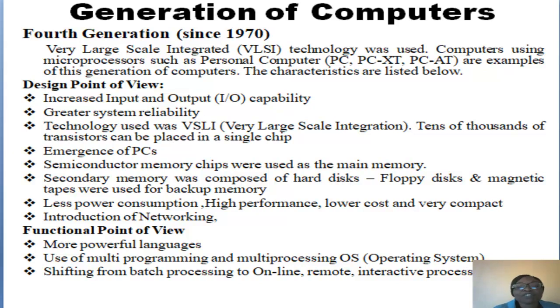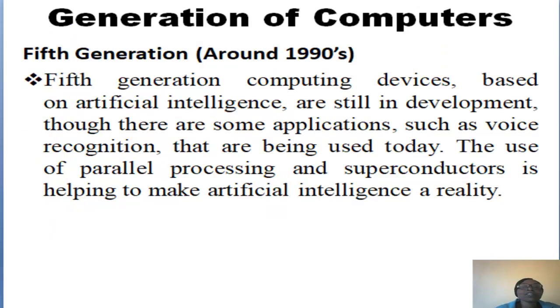Now from the functional point of view, more powerful languages are being used. Then there is multi-programming and multi-processing for the operating system. Looking at the fifth generation of computers, which was around the 1990s, the fifth generation computing devices were based on artificial intelligence. When we talk of artificial intelligence, this is a generation where we make machines perform like human beings. Artificial intelligence is still developing.